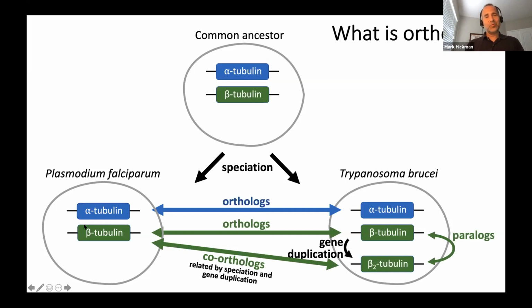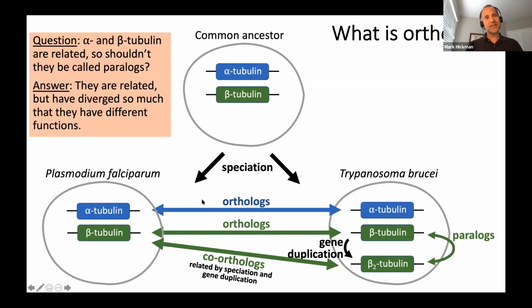Then the beta tubulin in Plasmodium is actually related to beta 2 tubulin in trypanosomes in a relationship called co-orthology, co-orthologs. That means that they're orthologs and resulting from gene duplication. So they're related by speciation and gene duplication.